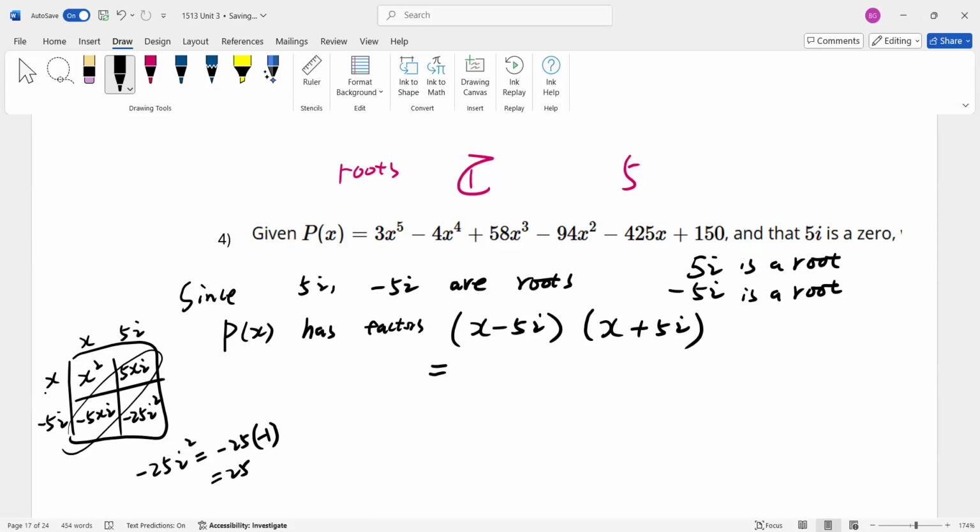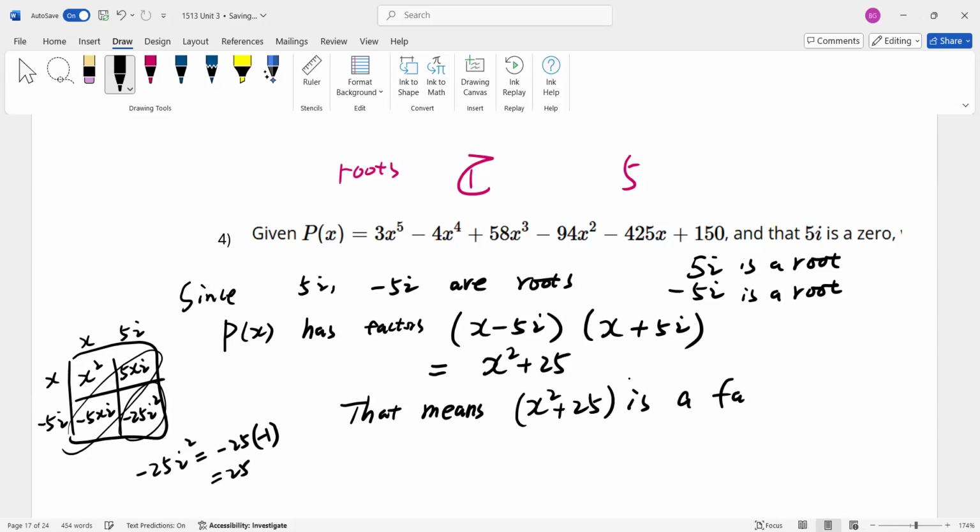So this term is 25. So it's x squared plus 25. You see that? That means x squared plus 25 is a factor of P of x, okay?